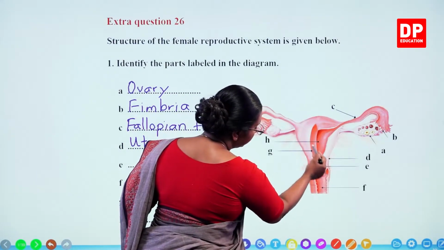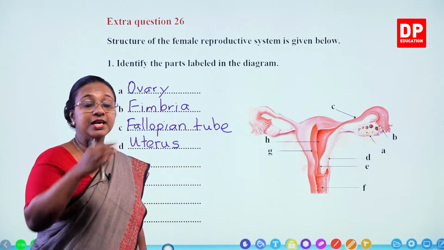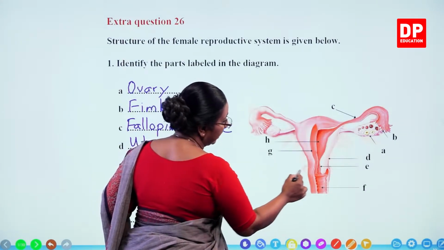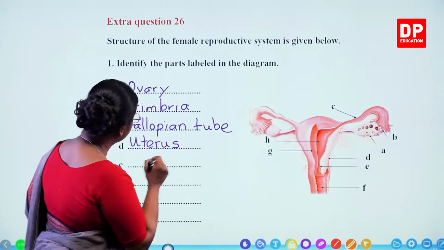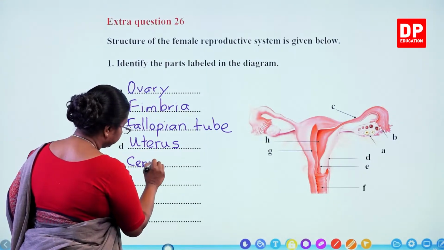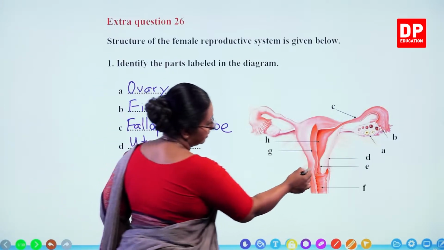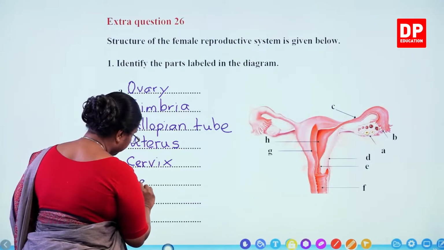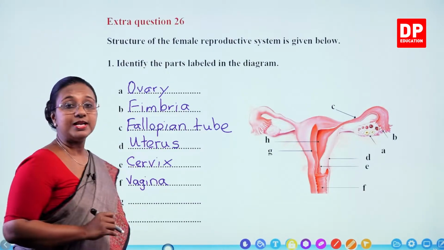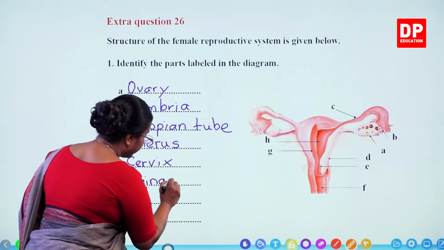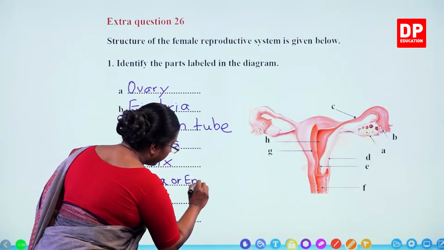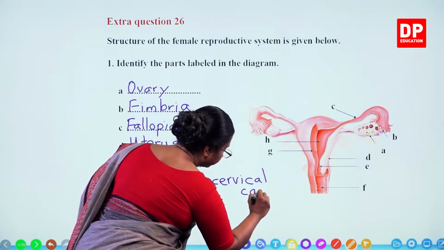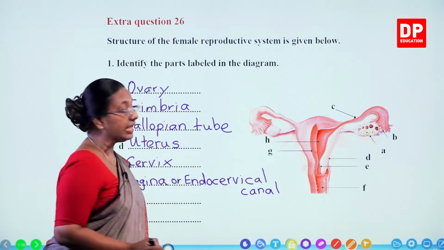What is E? The uterus has three parts. What are they? The top part is the fundus, the middle part is the body, and here we have the cervix. So E is cervix. After cervix, what is that? It is the vagina. There is another name for vagina. What is it? Endocervical canal. So vagina or endocervical canal.